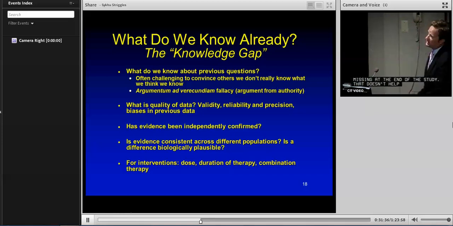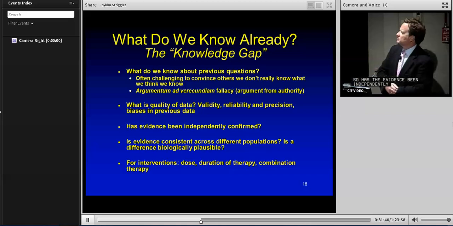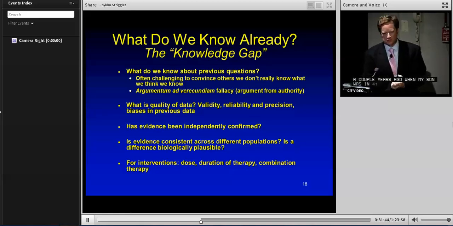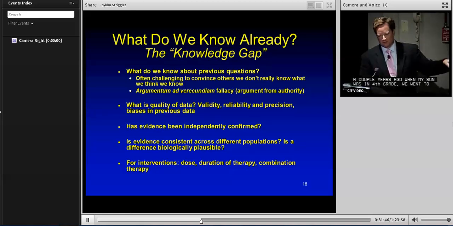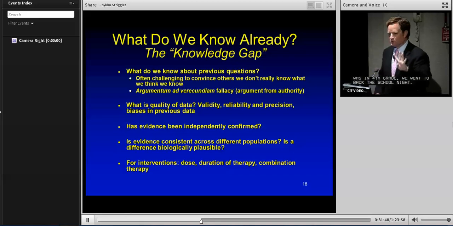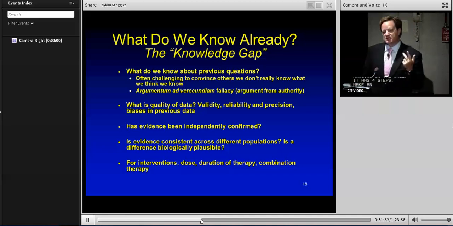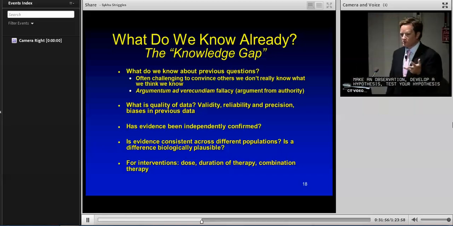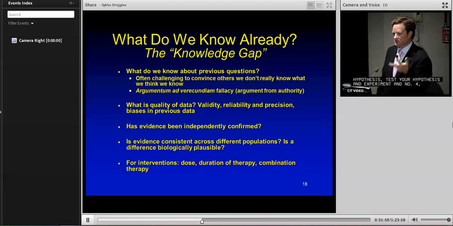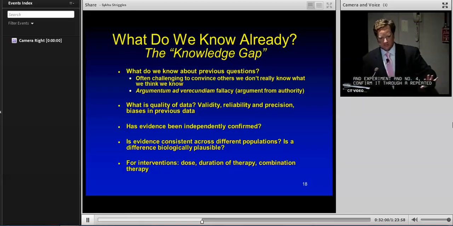So has the evidence been independently confirmed? A couple of years ago, when my son was in 4th grade, we went to his back-to-school night, and hanging on the wall was this thing that said, "The scientific method." The scientific method has 4 steps. You make an observation, you develop a hypothesis, you test your hypothesis in experiment, and number 4, you confirm it through repeated experimentation.